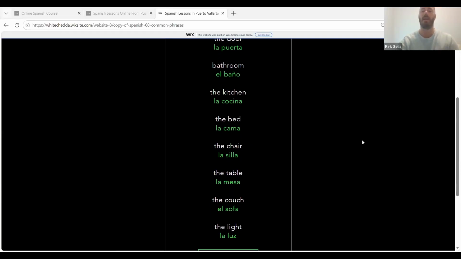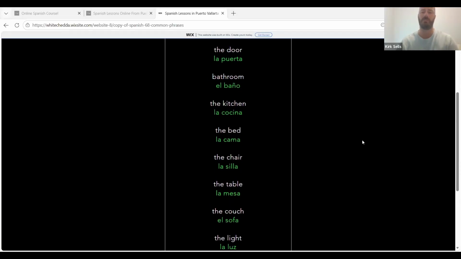Now the next one, the bathroom. El baño. El baño. The bathroom. El baño. Good. Yes. And also El baño could be the bath as well, right? Let's try the next one for the kitchen. La cocina. La cocina. The kitchen.